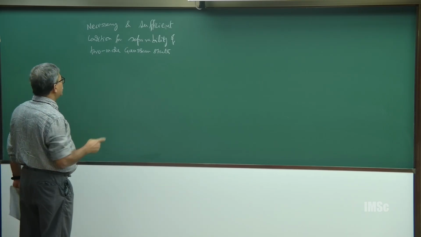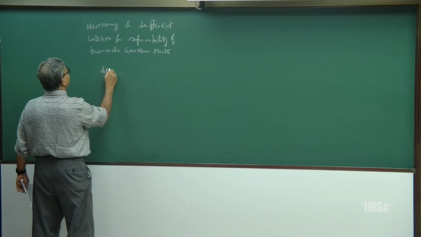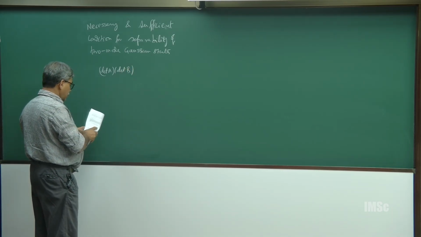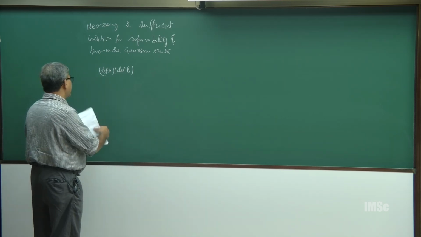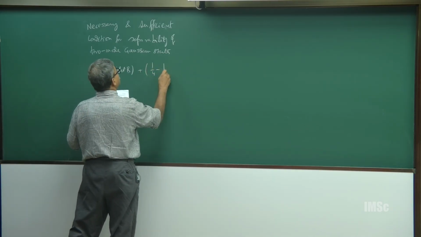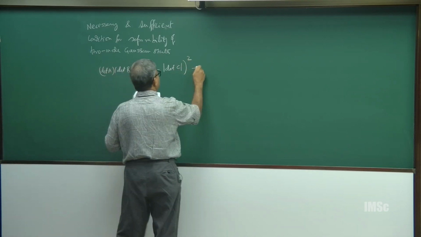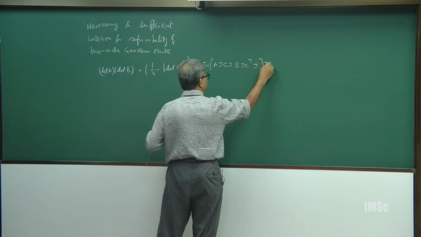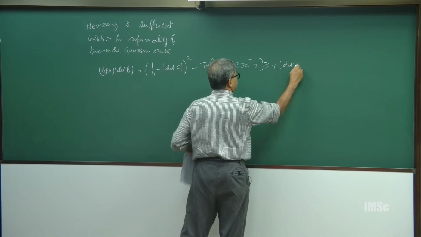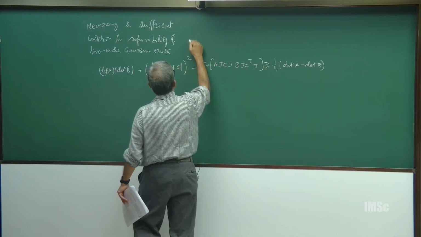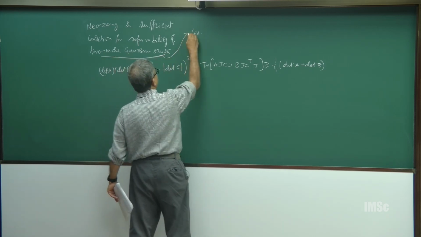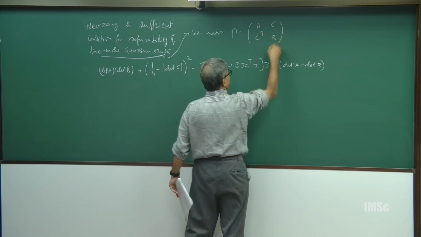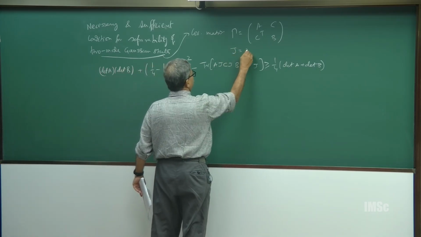And this proof basically is like this: determinant of A into determinant of B plus this quantity, what is that, yes, plus 1 by 4 minus magnitude of determinant of C whole square minus trace of A J C J B J C transpose J is greater than or equal to 1 by 4 determinant of A plus determinant of B, where of course your covariance matrix, so these two mode Gaussian states have covariance matrix gamma, which is A C C transpose B, and J is here i sigma y.